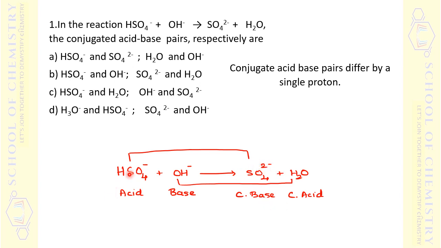Now if you consider these two species, HSO4 minus species and SO42 minus species, so this is acid and this is base, and it is an acid base pair which is just differing by a proton. Here one proton is more, here one proton is less. Similarly hydroxide ion and water, if you look at, so this is base and this is acid, so this is one more acid base pair, they are differing by just a single proton, and therefore this is one more conjugate acid base pair.